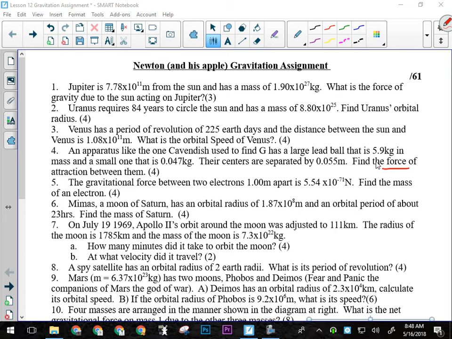For number five, again, looking for the gravitational force between two electrons that are 1.00 meters apart, is 5.54 times 10 to the minus 71 newtons. Find the mass of an electron. Just as a hint, all electrons have the same mass. You're dealing with a question that has two electrons, and the electrons are all identical. They have identical masses.